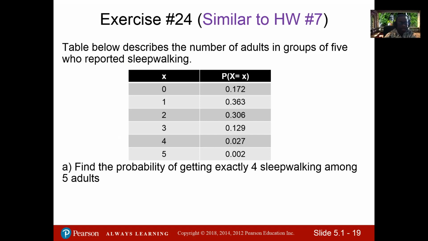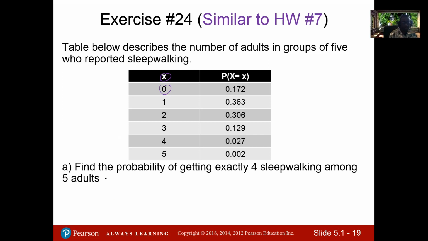It says see below. We are given a table describing the number of adults in groups of 5 who reported sleepwalking. The random variable X is the number out of 5 in every group. You gather a group of 5 adults and ask them, and 0 means that out of 5, no one reported sleepwalking. If you have 1, that's 1 out of the 5, then 2, and so on up to all 5. They use that to find the relative frequencies, and that gives us what we have.